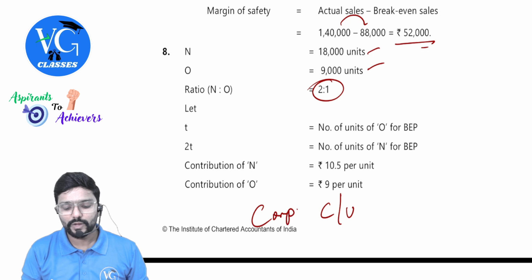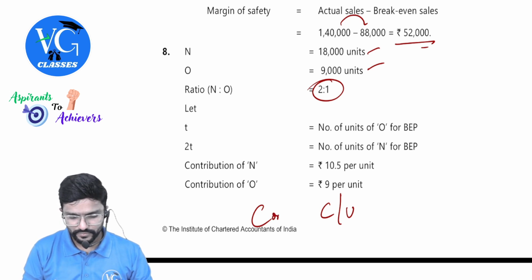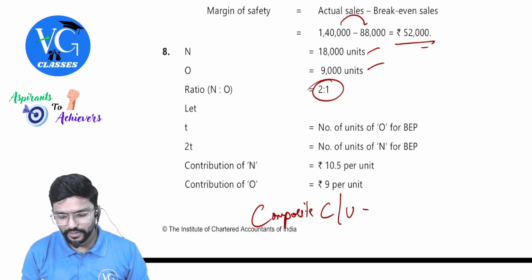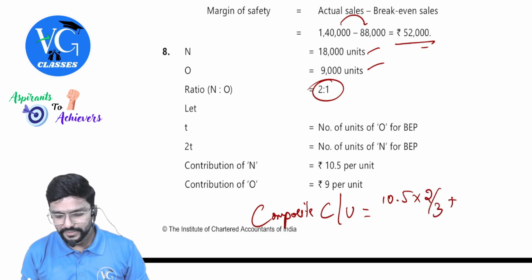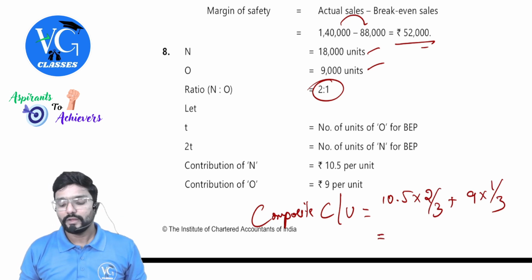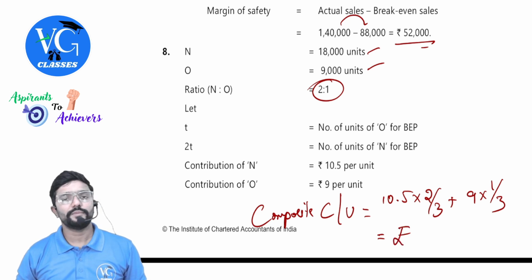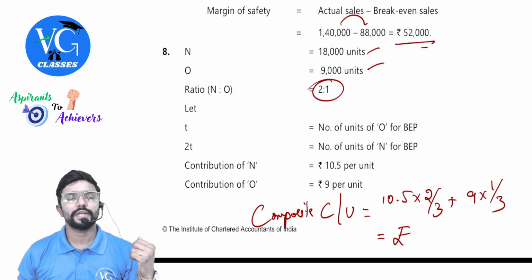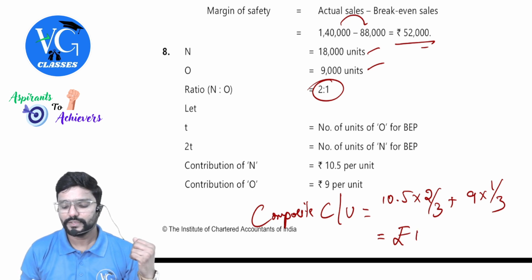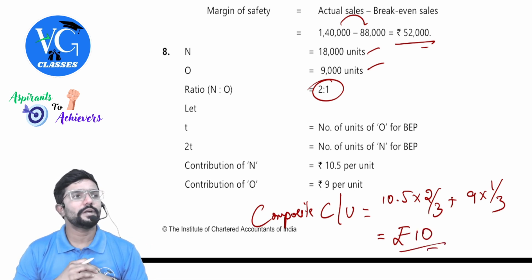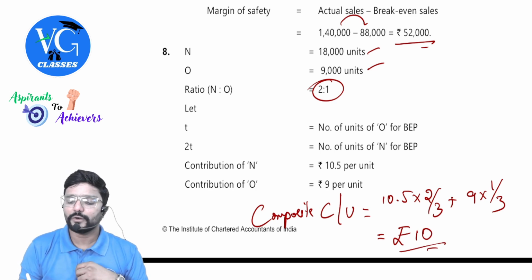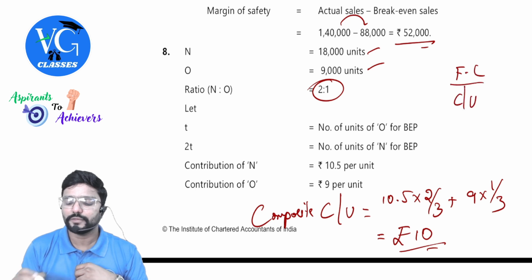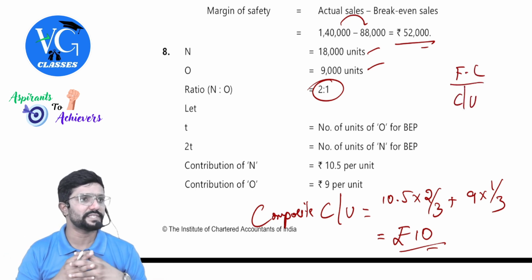Now let me calculate composite contribution per unit: 10.5 into weight of 2 by 3 plus 9 into 1 by 3. Composite contribution per unit is 10. Guys, what is the total fixed cost? Fixed cost divided by contribution per unit, you will get break-even sales. Overall break-even sales.